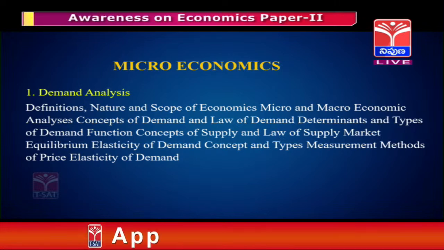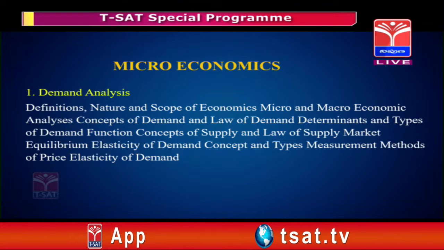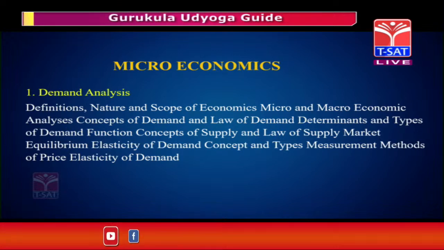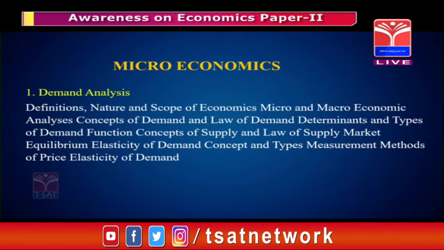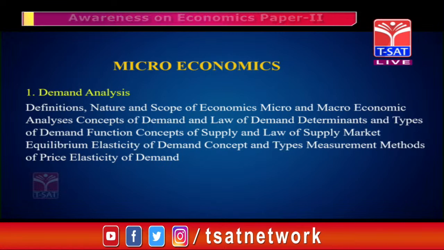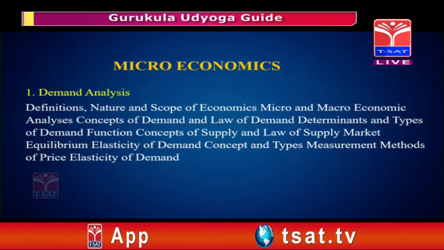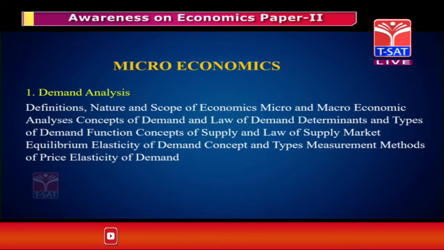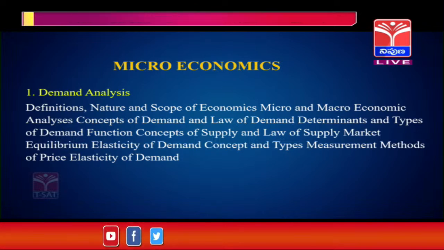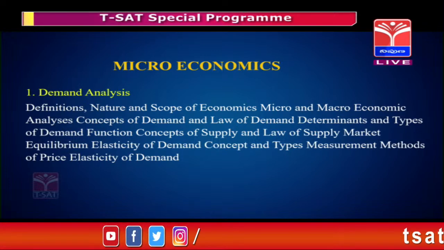First of all, before we go to demand analysis, economics is divided into 2 branches, micro and macroeconomics. Micro consists of the study of individual units and macro consists of the study of aggregates. For example, micro units include individuals, producers, firms, industry. And when we talk about macroeconomics, it includes the study of national income, inflation, employment, poverty, etc.